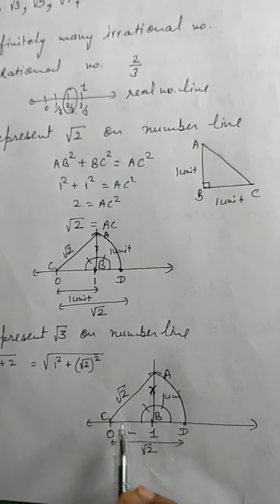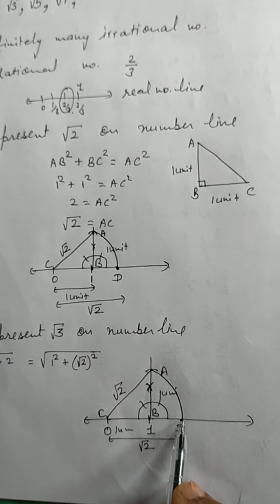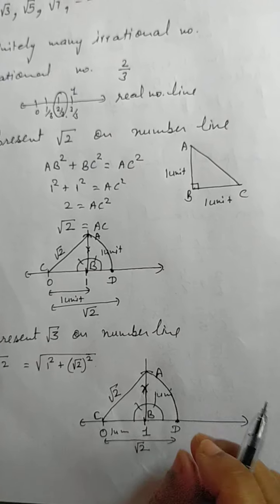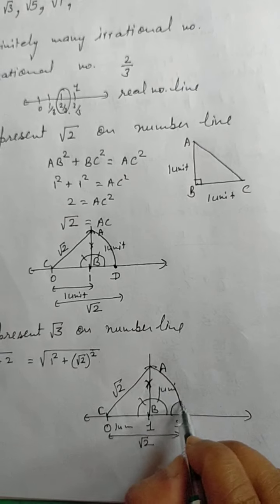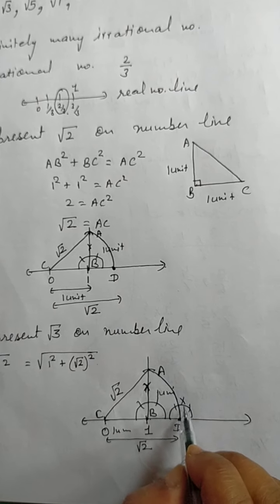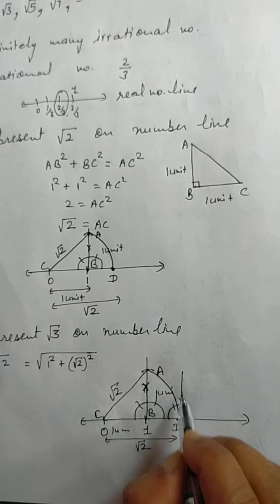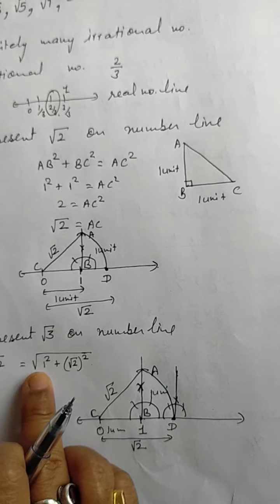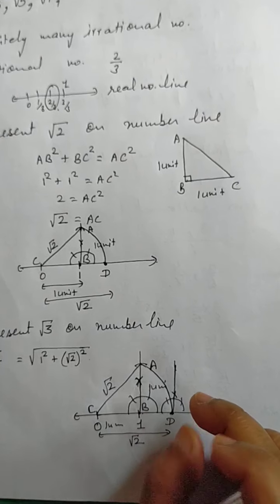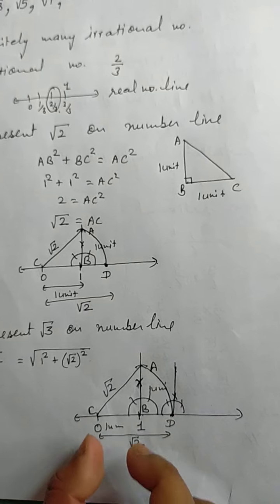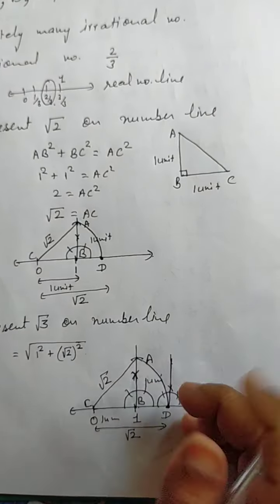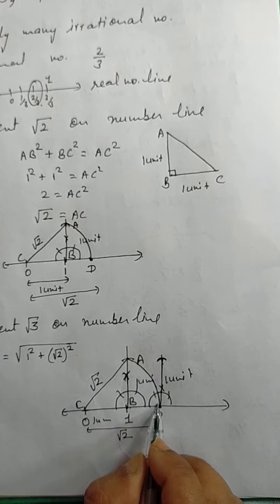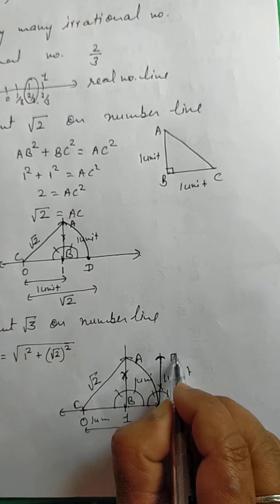Now, taking square root 2 as base, at point D you again draw an angle of 90 degrees with the help of compass. Suppose this angle is 90 degrees. Then square root 2 is the base. Now we will take 1 unit on the perpendicular side. So we will cut an arc of radius 1 unit. So this is 1 unit. Then this is square root 2. This is 1 unit. Suppose this point is E.